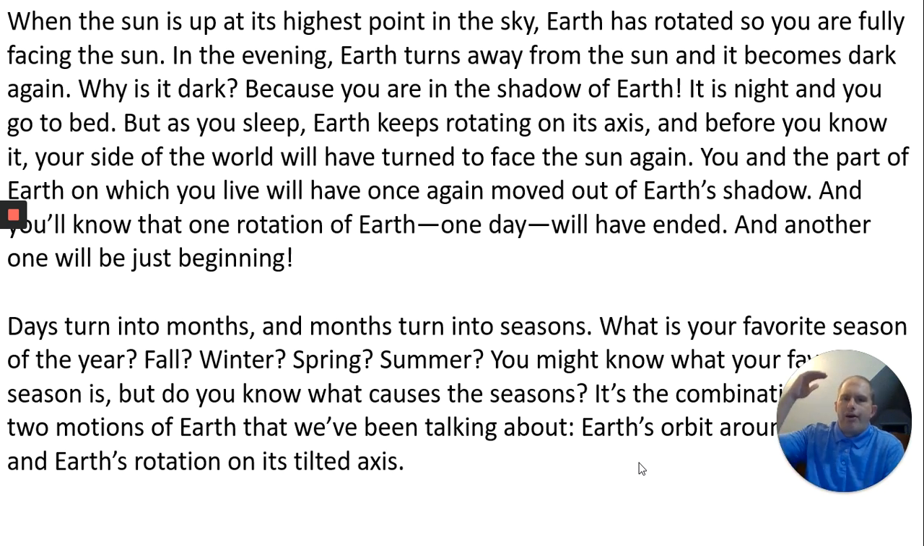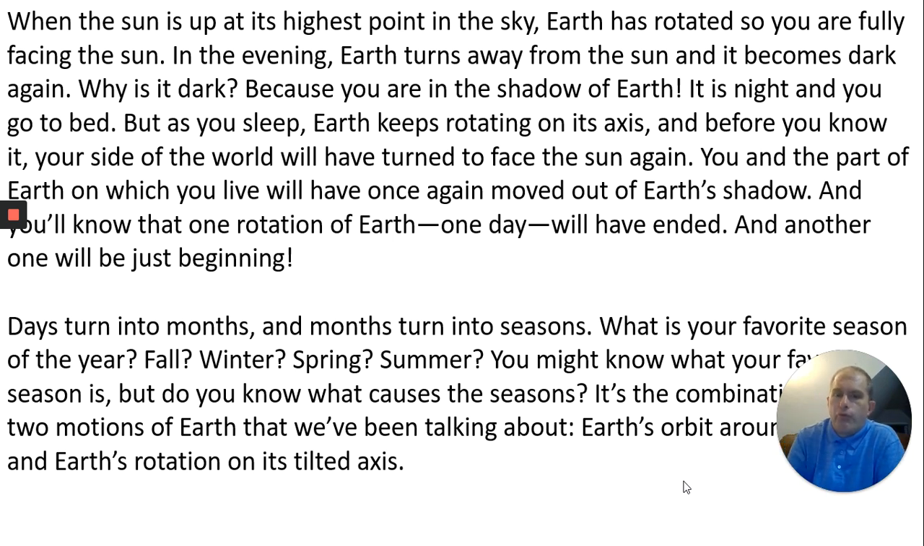When the sun is at its highest point in the sky, Earth is rotated so you are fully facing the sun. In the evening, Earth turns away from the sun, and it becomes dark again. Why is it dark? Because you are in the shadow of the Earth. It is night, and you go to bed. But as you sleep, Earth keeps rotating on its axis, and before you know it, your side of the world will have turned to face the sun again. You and part of the Earth on which you live will once again move out of Earth's shadow.